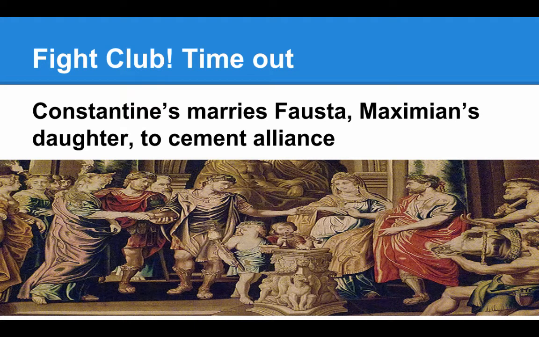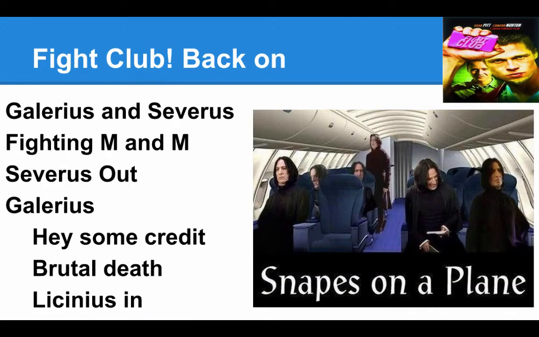Now, you have some initial fighting with barbarians, you have Maximian fighting Maxentius, but then eventually you get a timeout. Constantine is going to marry a woman by the name of Fausta, she's right here, to cement Maximian's alliance. Now, it also puts Maxentius at bay because Fausta is his sister. So at least for a little while, we've got a timeout. But it really isn't going to last so long.